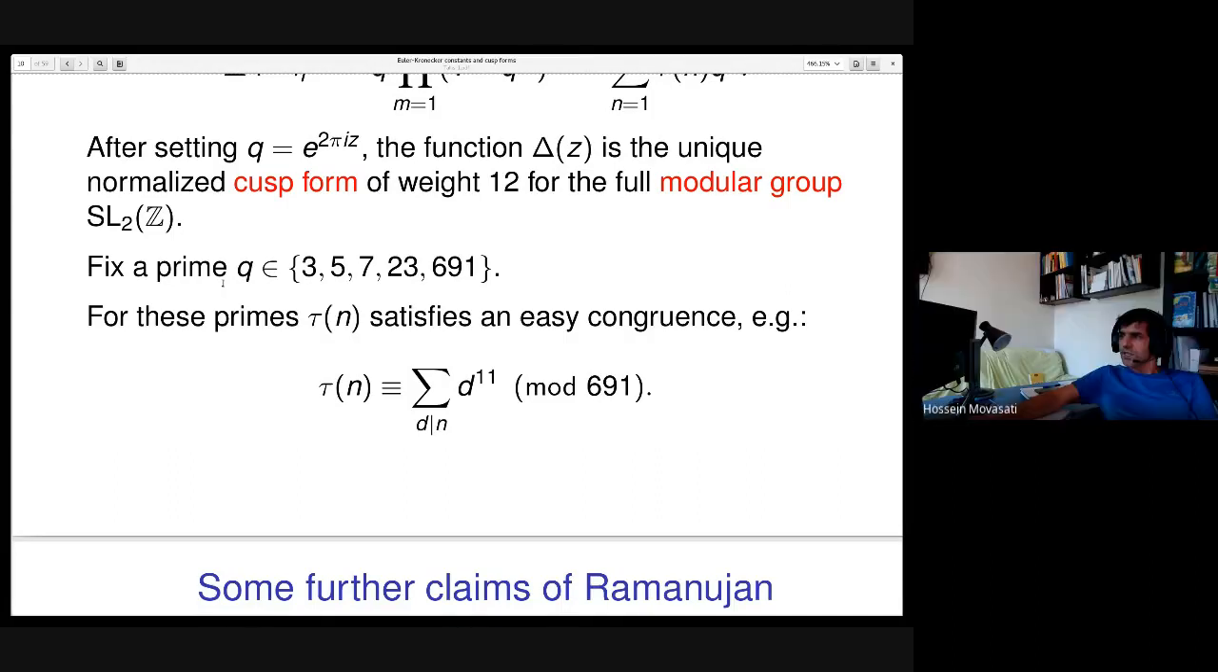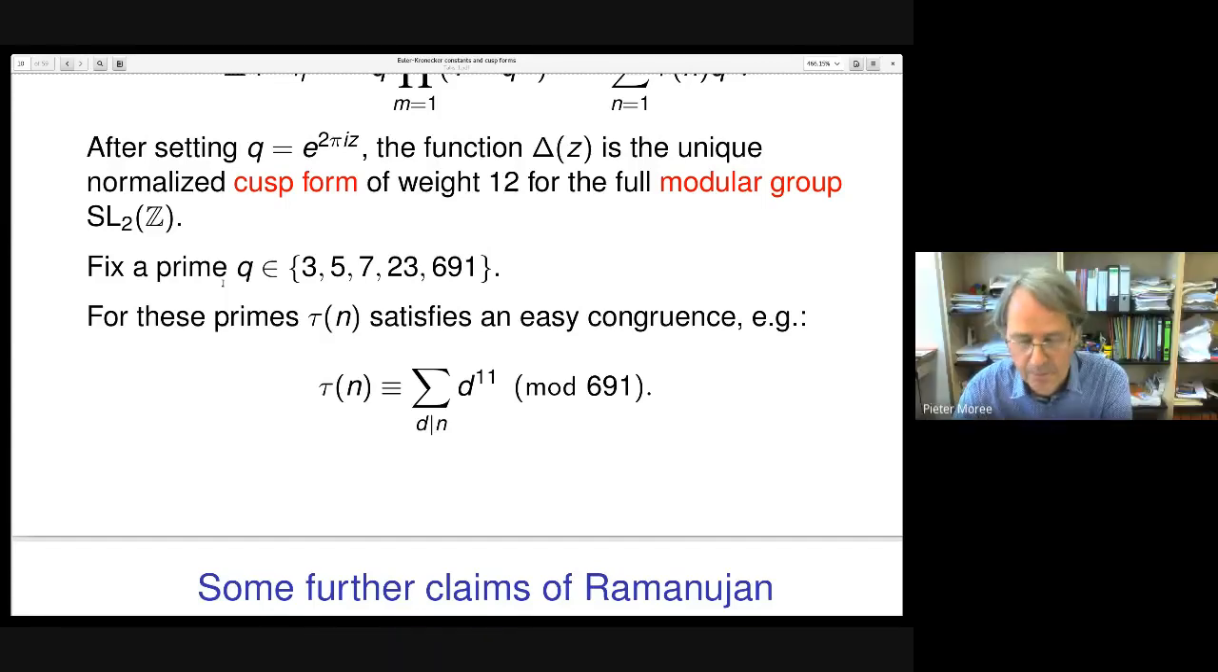He knew this delta is equal to E4 cubed minus... You will see that actually he was working all the time with E4 and E6 and so on. So yes, he worked continuously, basically with E4 and E6, but he had another notation for it, as we will see.